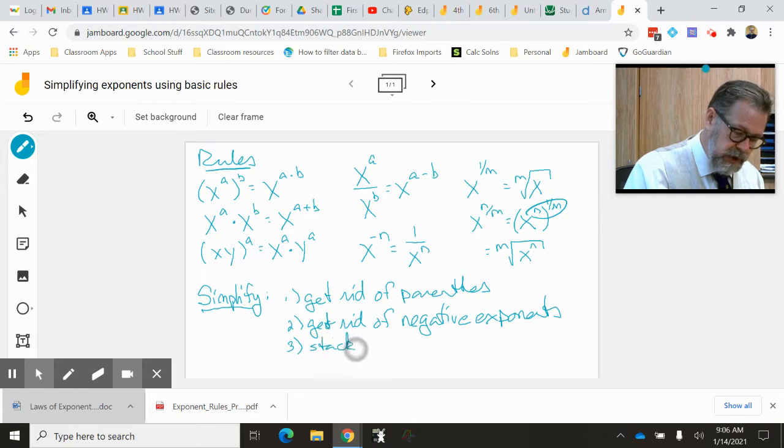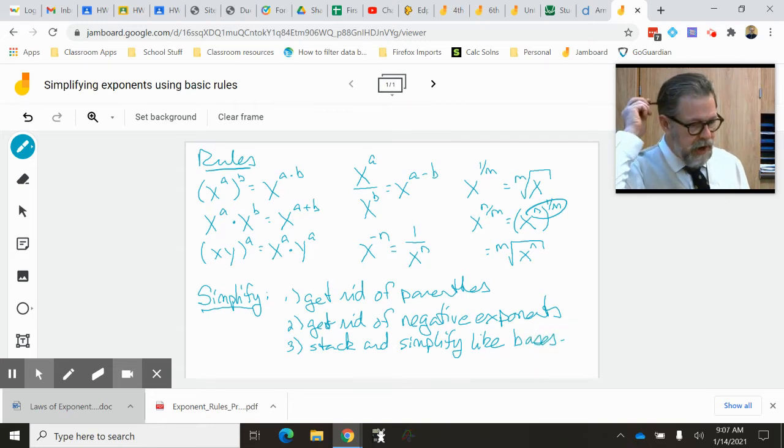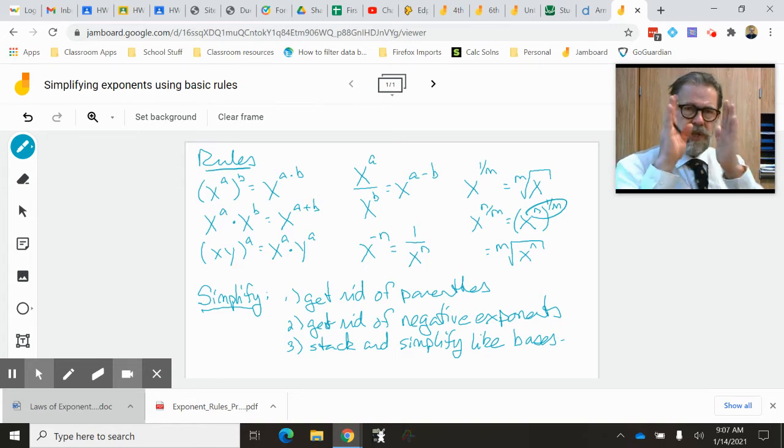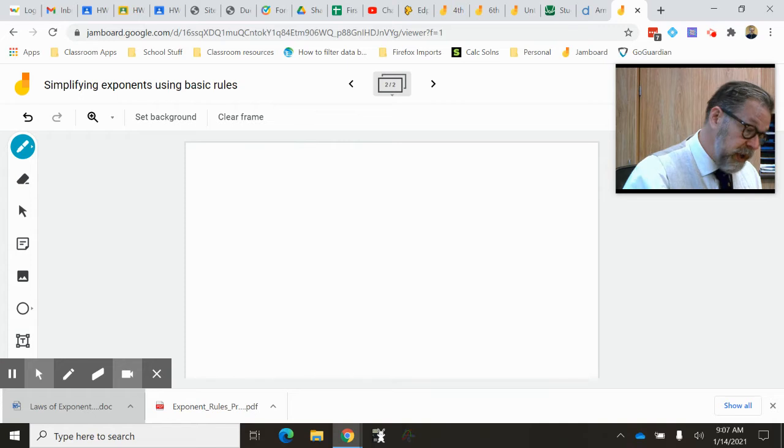Stack and simplify like bases. And I'll explain what I mean by stack when we get there. But if you've got x to some power on top of a fraction and x to some power on the bottom of a fraction, stack them, put them over each other because they're the same base, which means that they'll simplify together somehow. And so let's do some quick examples.